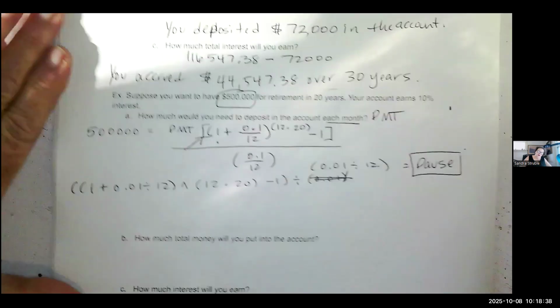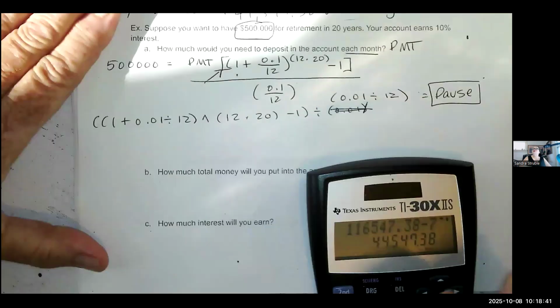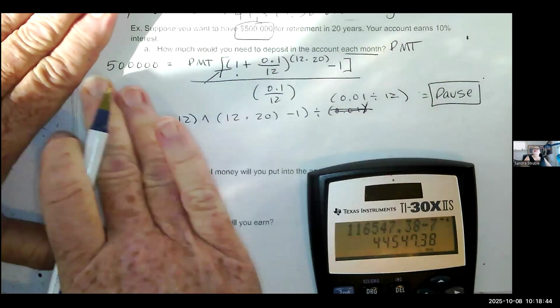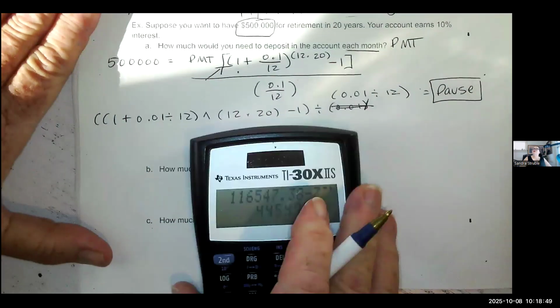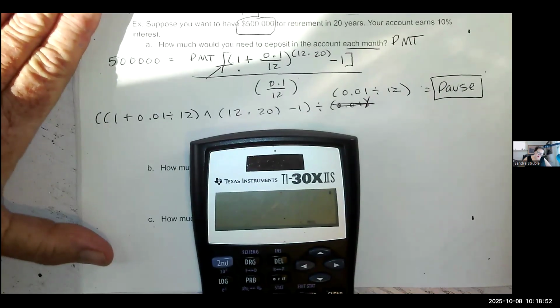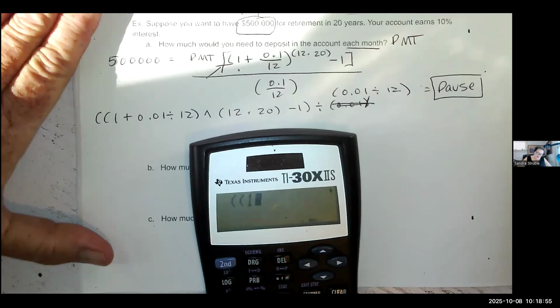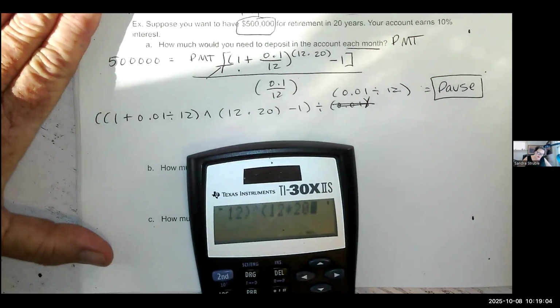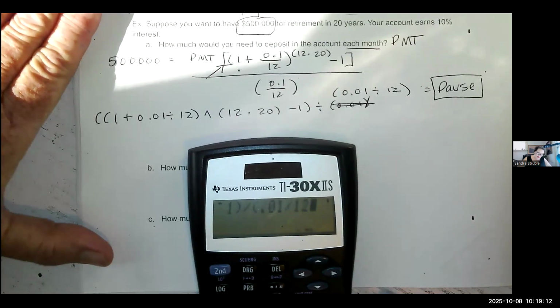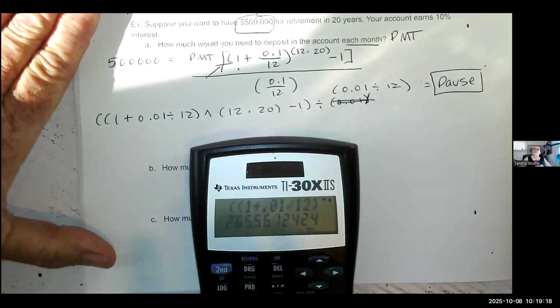So putting this into a calculator all at once, this is going to just give us the right side, not what we're doing with the 500 grand, just the right side. Okay, so let's put that in. Open, one plus 0.01 divided by 12, close, caret, open, 12 times 20, close, minus 1, close, divided by open, 0.01 divided by 12, close, and equals. This is only the right side.